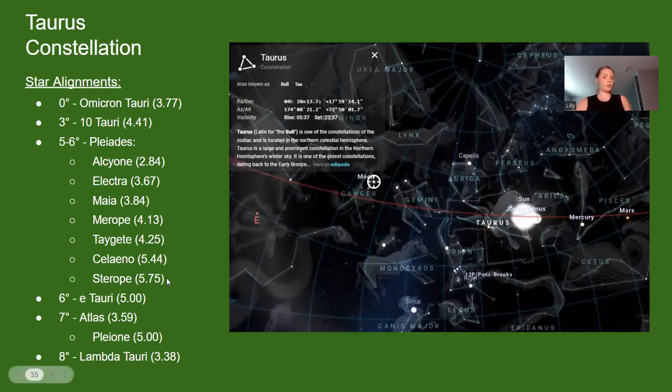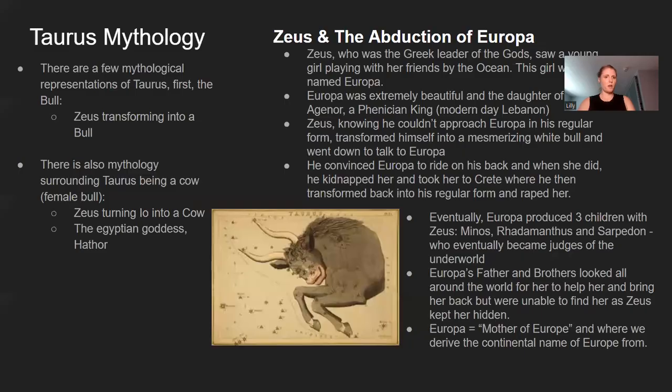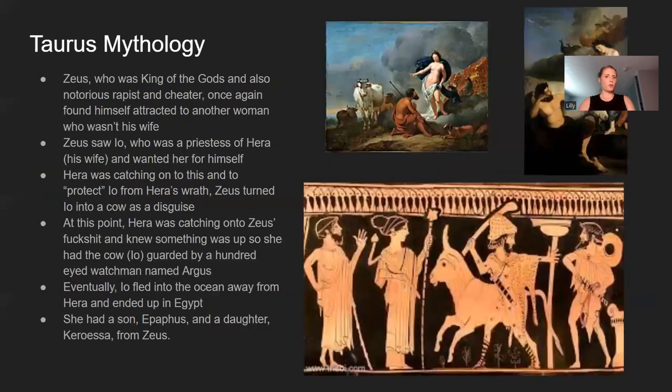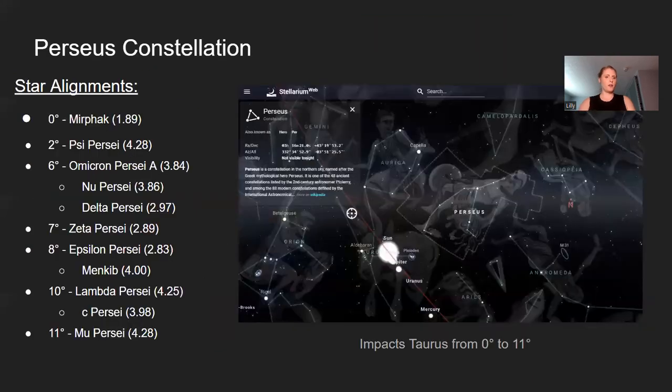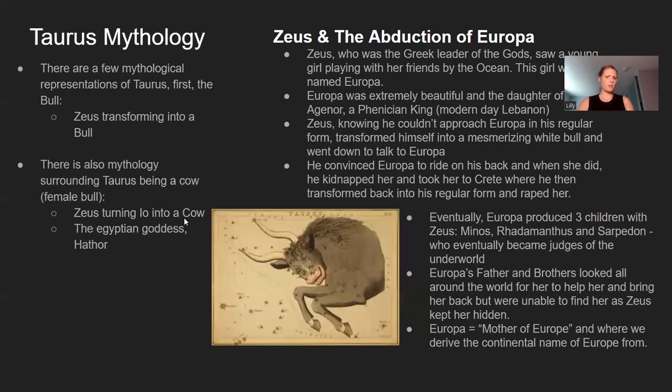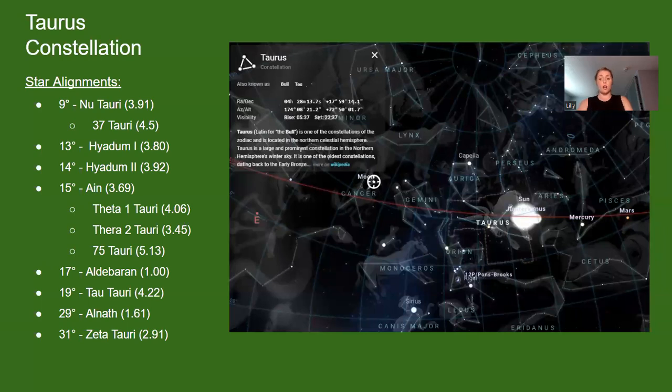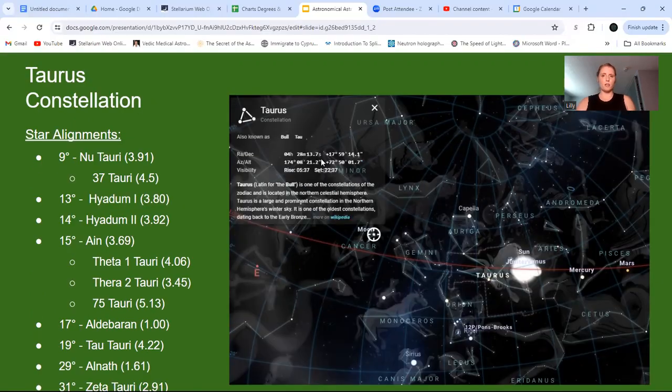I did include Seleno and Sterope because they are part of the Seven Sisters, even though their magnitude is above a 5. Still included them because you kind of have to if you're talking about all of them. And then as we go through to the others, like Perseus, for example, we'll go through the individual ones, but yeah, there's a lot of stars in Taurus, a lot of very bright stars in Taurus.